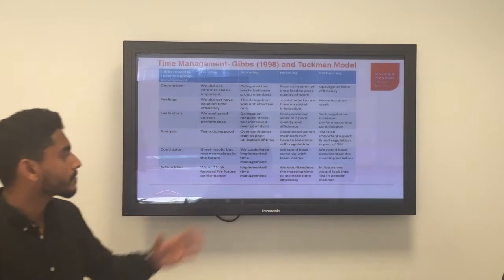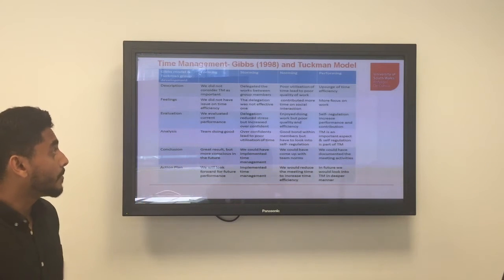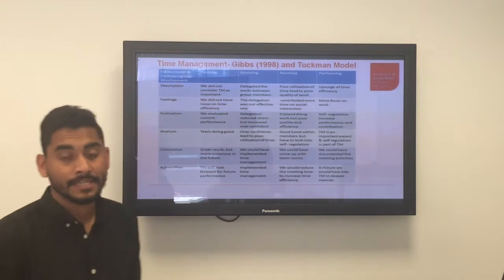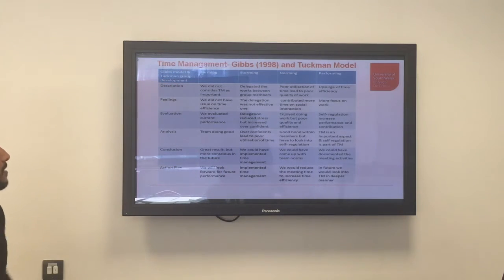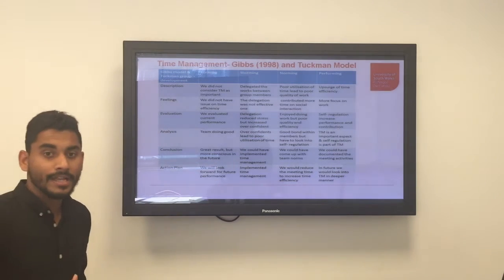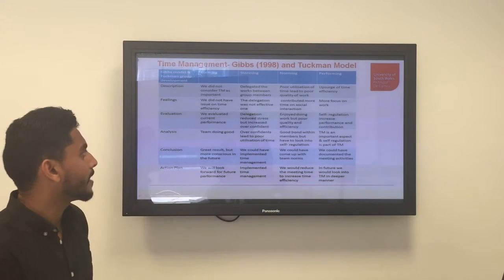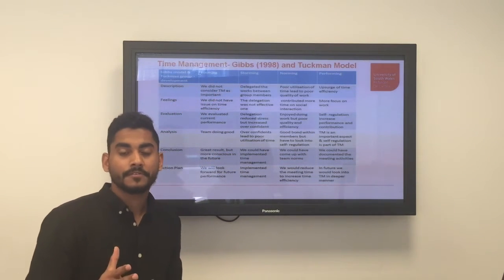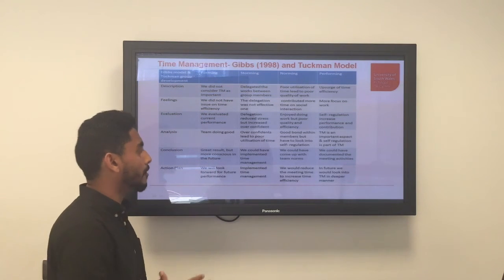This is a model which we designed by combining two theories, Gibbs model and Tuckman's model. On my right side, you can see Gibbs model, which is description, feelings, evaluation, analysis, conclusion, and action plan. And on the top, these are the different stages of group development: forming, storming, norming, and performing.